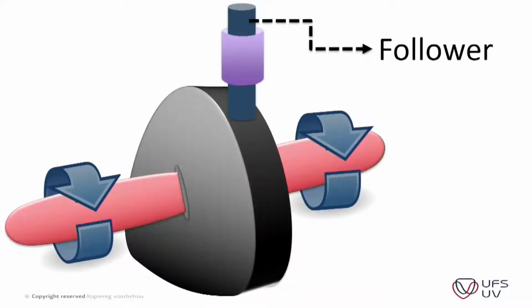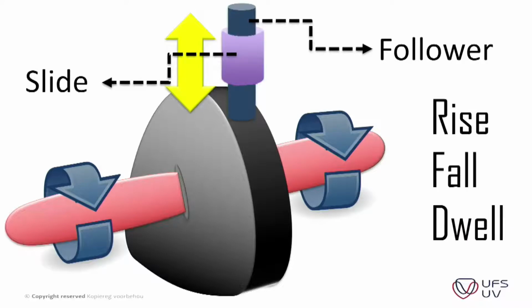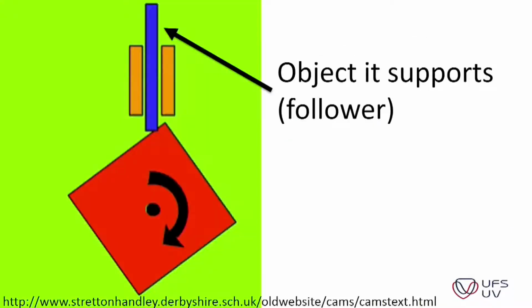The follower is a rod that rests on the edge of the turning cam. The follower is free to move up and down, but it's prevented from moving from side to side by a slide or guide, so the follower can only do 3 things: rise, move up; fall, move down; or dwell, meaning remain stationary. Now let's take a look at a cam in action.